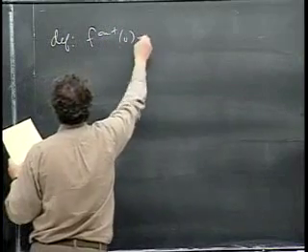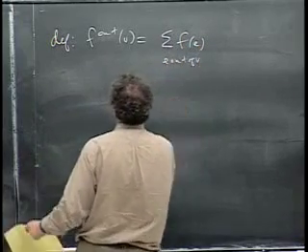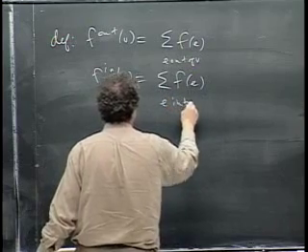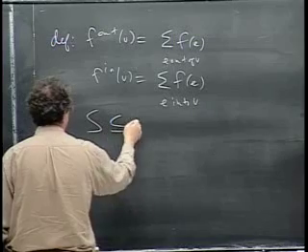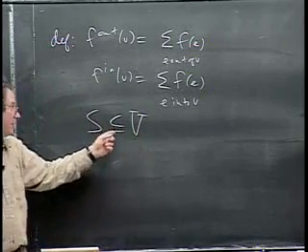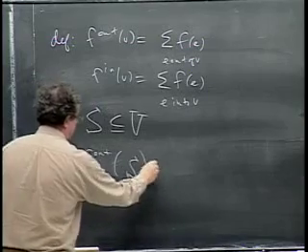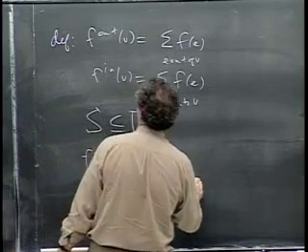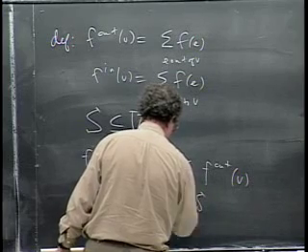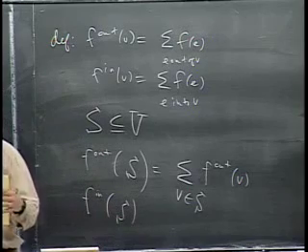f out of v is just the sum of f(e) over e out of v. And f in of v is a similar thing, e into v. And then if we have some subset of the vertices, where capital V is the set of all the vertices, then we can also talk about f out of capital S. And that's just the summation of f out of v, where v is contained in capital S. And a similar thing for f in of S.